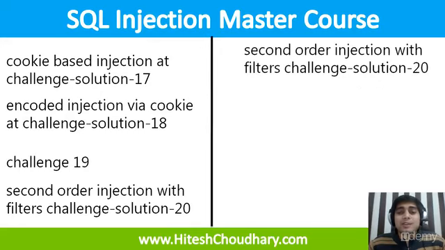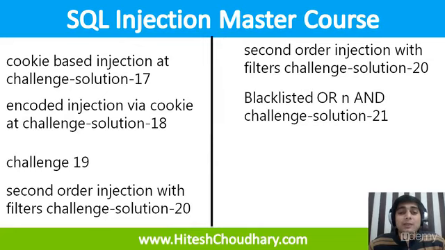After that, we'll be moving on to the second order injection with filters. So filters are really more powerful, and how to evade those filters, you will be learning in challenge solution 20. And then we will be moving on to the blacklisted OR and AND. Since these OR and AND are causing such a massacre over web applications, people have started to blacklist them. But again, I'm here to help you with how you can evade those in your pen testing. I'll be teaching you that as well.